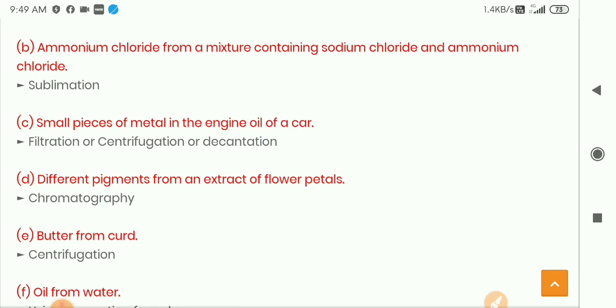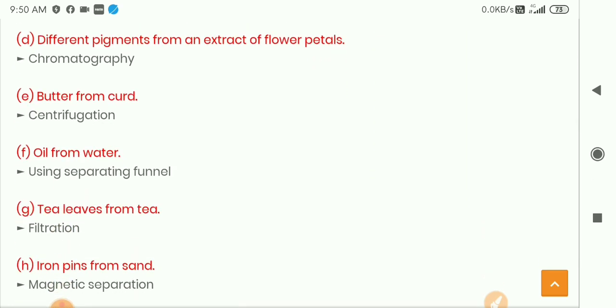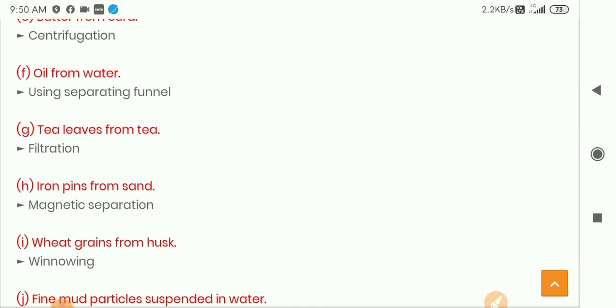Different pigments from the extract of the flower petals. There is chromatography. You can see that the colors of the different dyes can be separated from each other by using chromatography. Then butter from curd, we have centrifugation. Oil from water using a separating funnel. We have seen each and every technique. Tea leaves from the tea, it's filtration. Tea leaves can be separated from tea by using filtration.